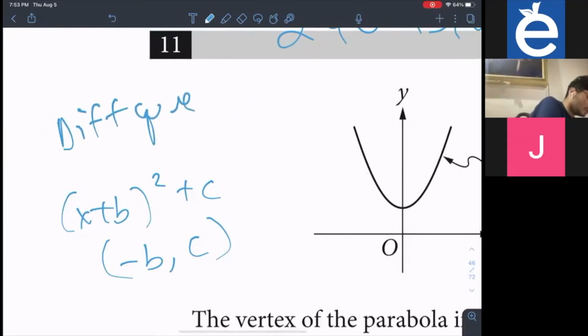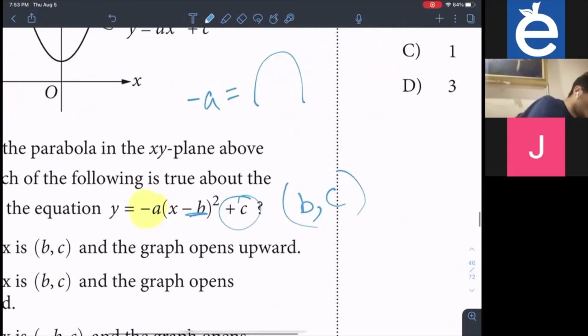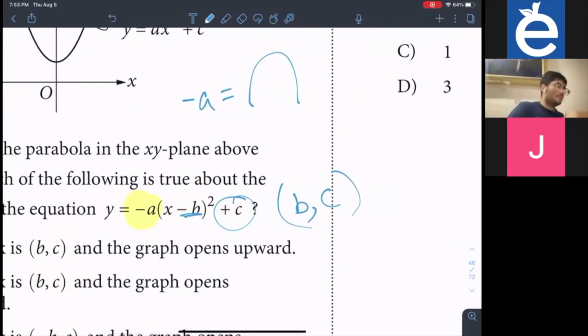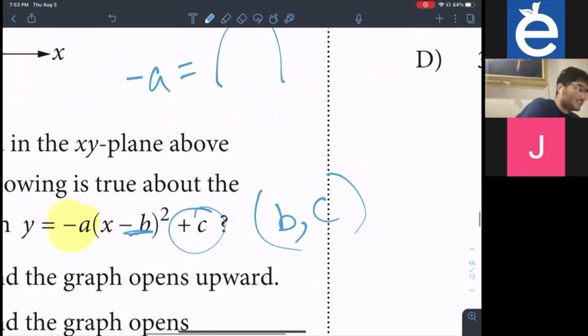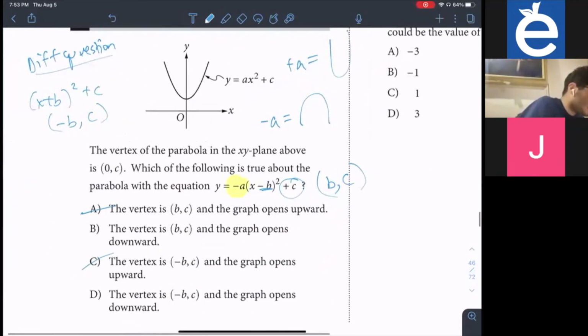If it's negative b, then you just take the sign. If it was negative b on the inside, then you know it's positive b for the x coordinate of the vertex, and then you take the sign of the c. So if it's positive c, it's just positive c for the y coordinate.